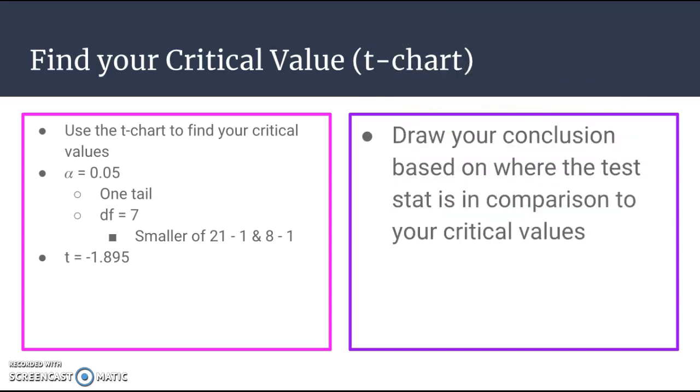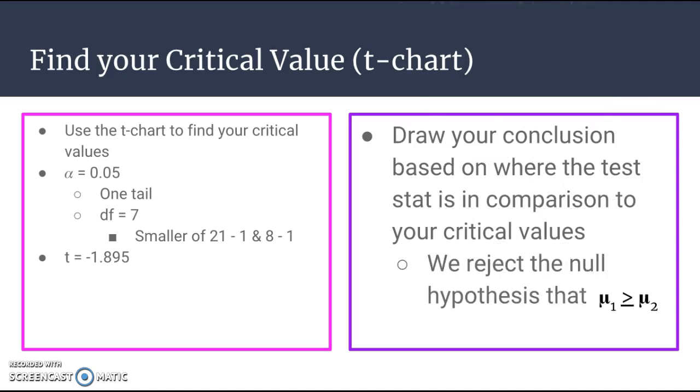So based on that, we draw our conclusion where the test stat is in comparison to our critical value, and we are going to reject the null hypothesis that mean sub 1 is greater than or equal to mean sub 2. So notice here that my null hypothesis was the opposite of my alternative because my original claim didn't have that equality in it.